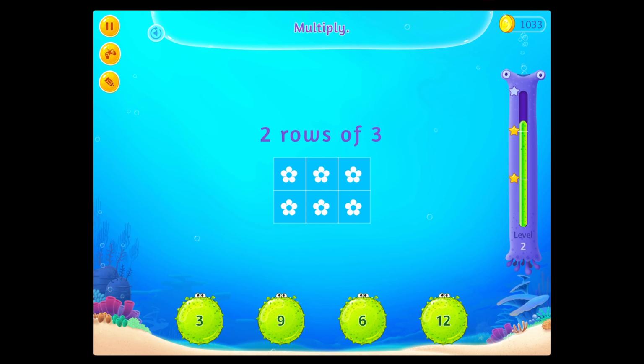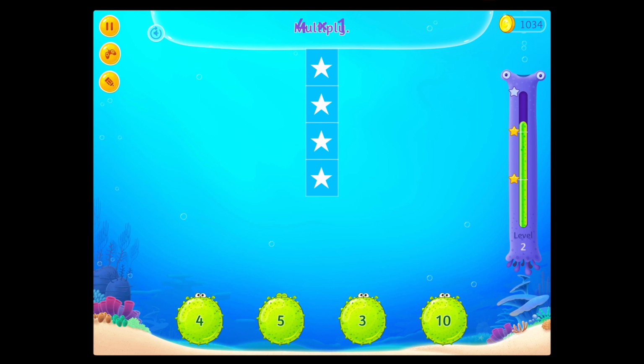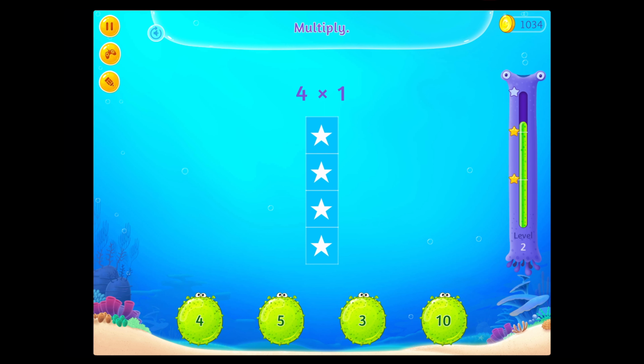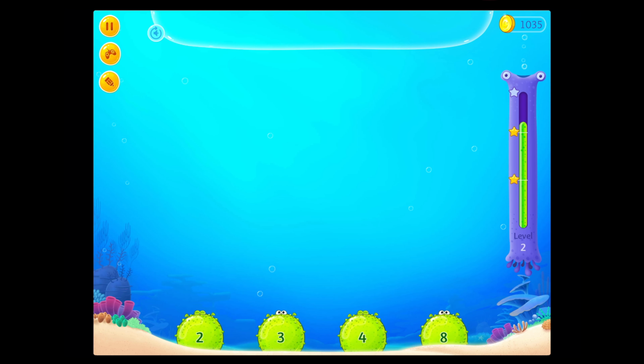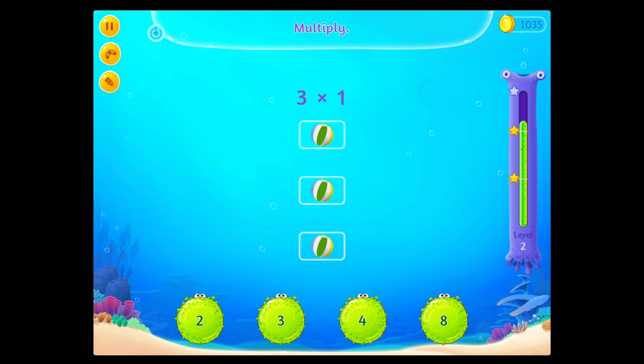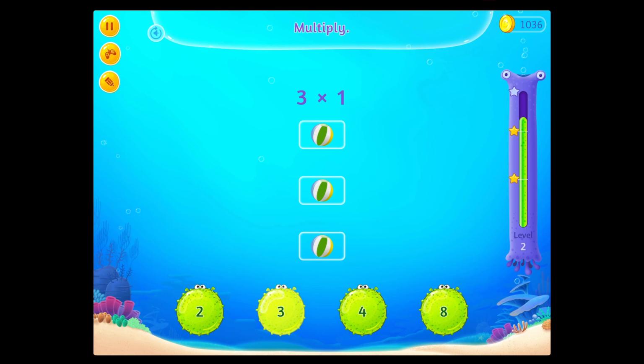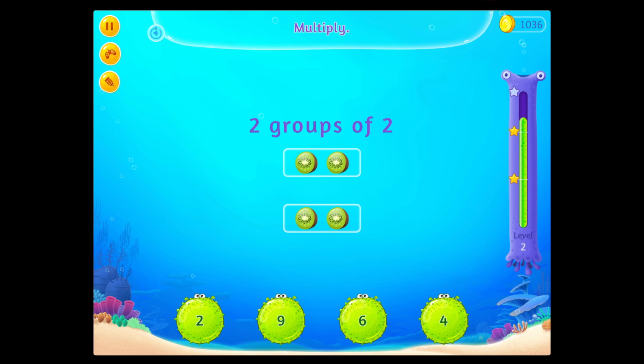Multiply. Fabulous! Multiply. Correct! Multiply. That's right! Multiply. You rock!